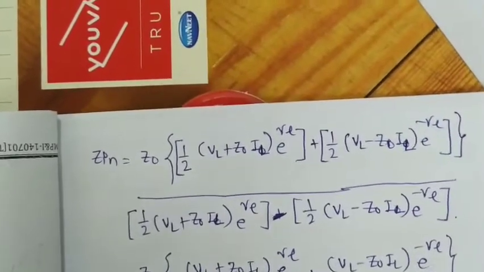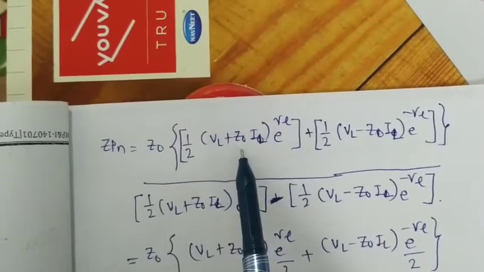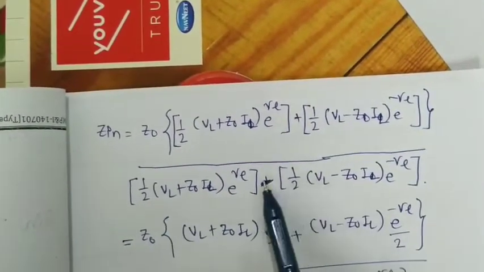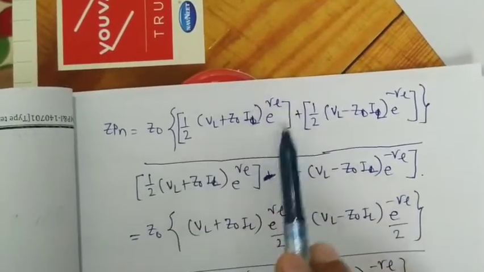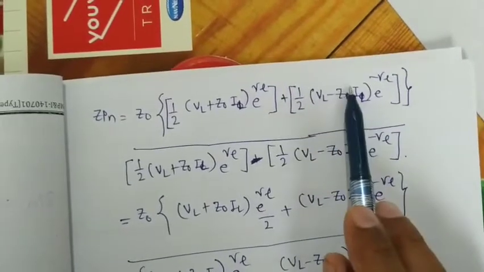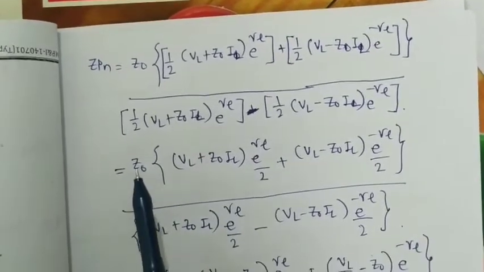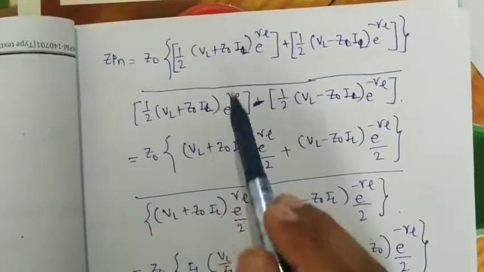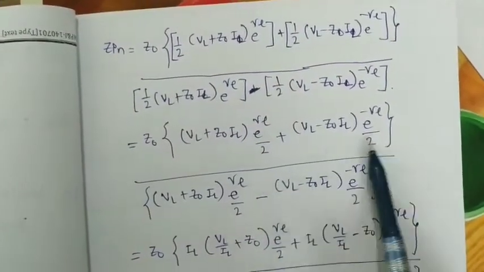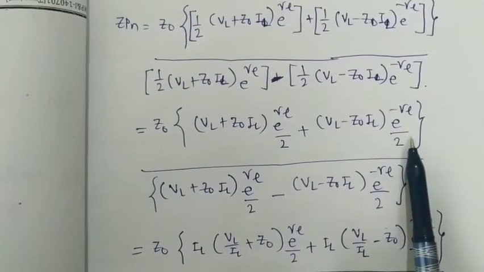Now the same expression I have written over here: Z0 times V0 plus V0 minus over V0 plus minus V0 minus. I have already put in the values of V0 plus and V0 minus, and now I have tried to simplify the same equation. For that, first of all I multiplied by 1 over 2 here, so the equation becomes simpler.